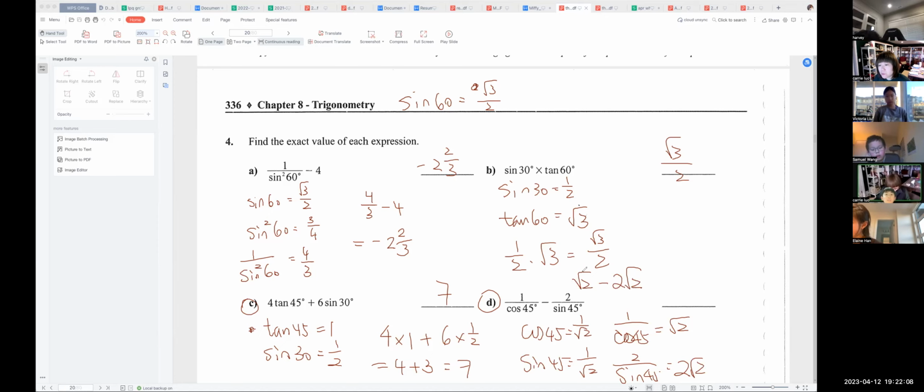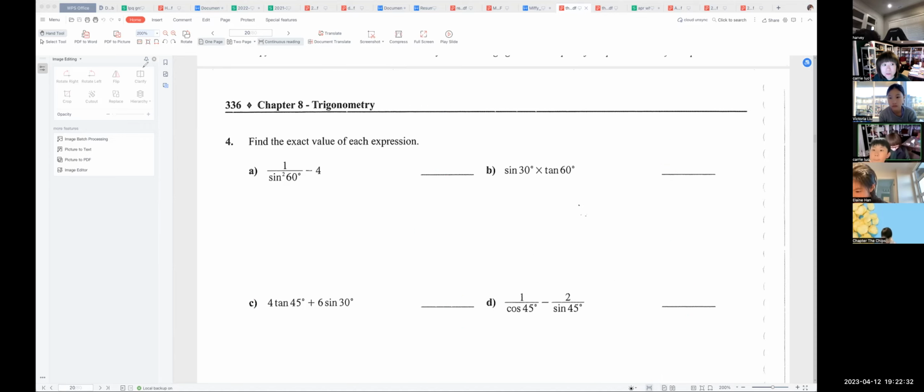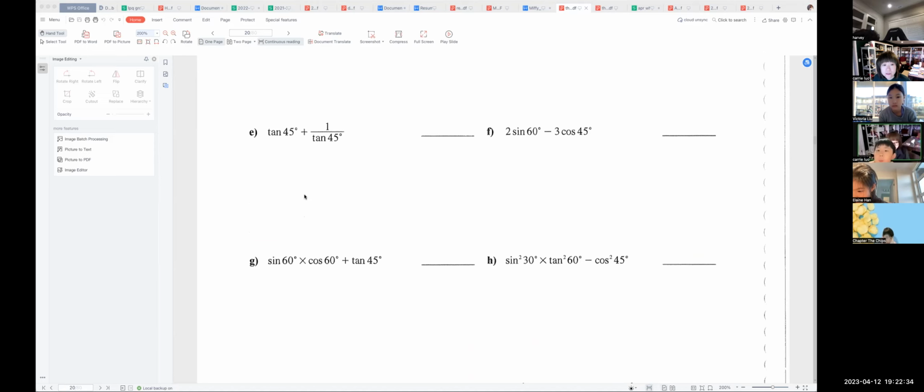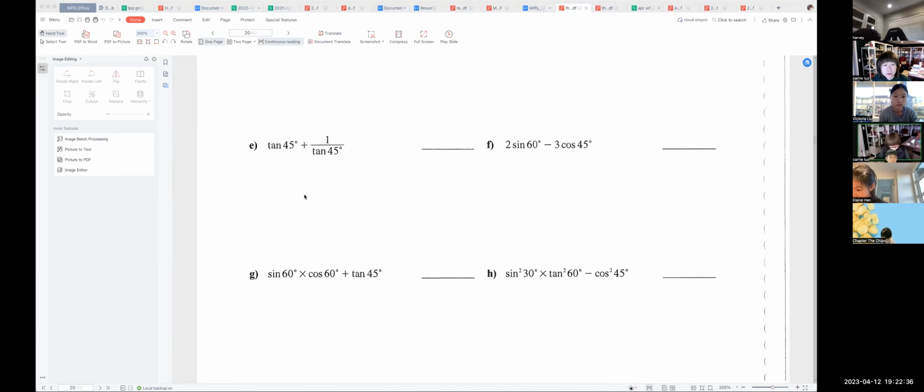Some of the kids say this is a bit confusing, right? It's okay, think about it. If you treat square root 2 as an x, so x minus 2x equals what? Equals negative x. So it's negative square root 2. Okay. Can I go to the washroom? Yeah, of course. Understand, everybody? Okay, so now let's do these two: E, F, G, H.